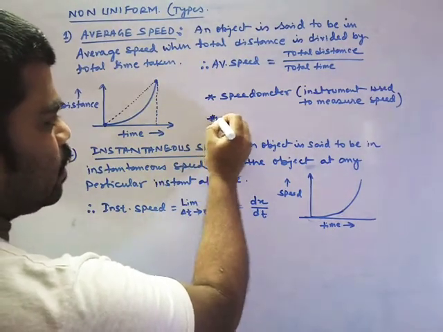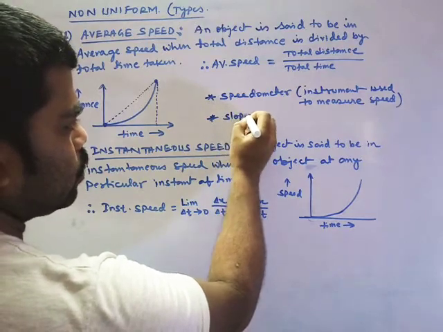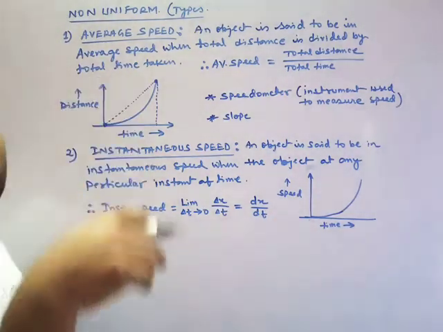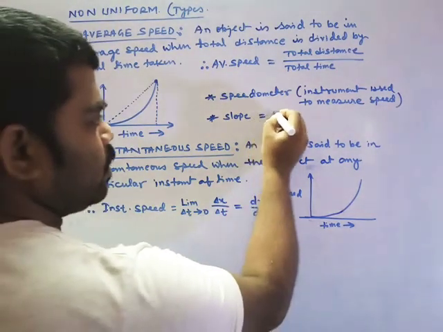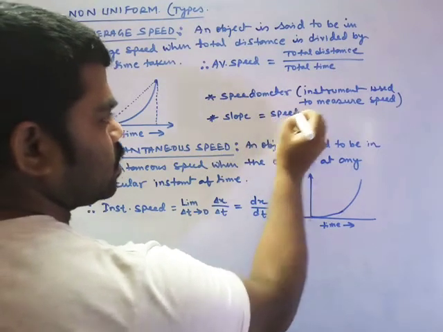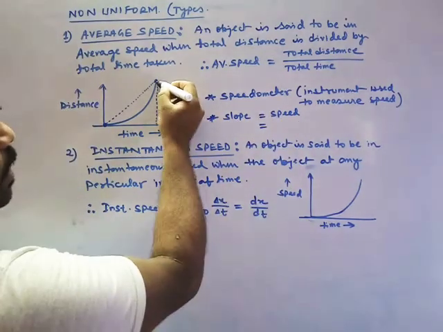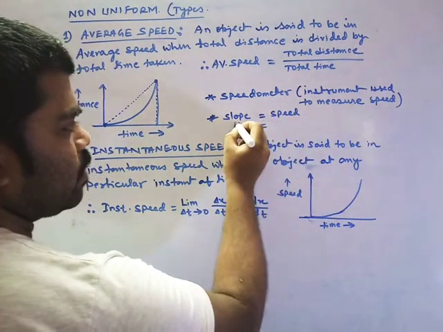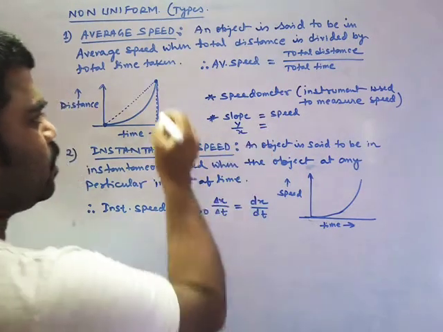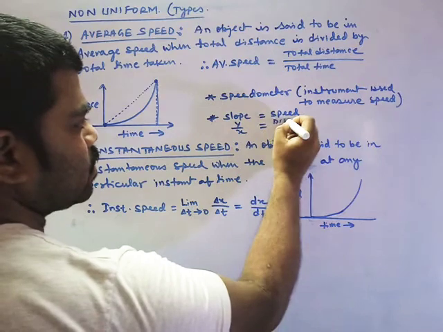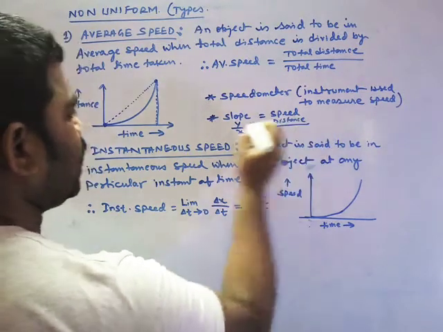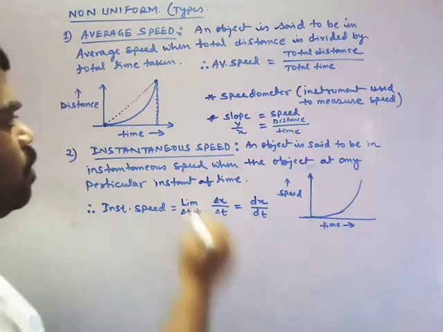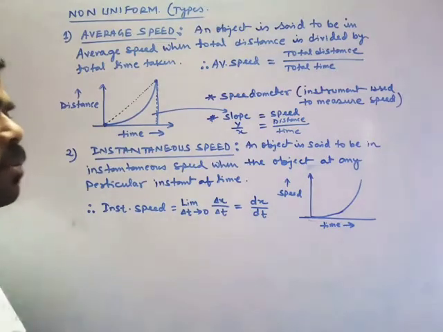So let me clear you this slope, in both uniform and non-uniform. In uniform, what happens? In uniform, one slope is already formed, so the slope will provide what? The speed. How is it possible? Because you can see in the perpendicular this is distance, and slope means y-axis by x-axis. In the y-axis it is distance, and in the x-axis it is time. The distance by time is speed. The slope will provide speed.